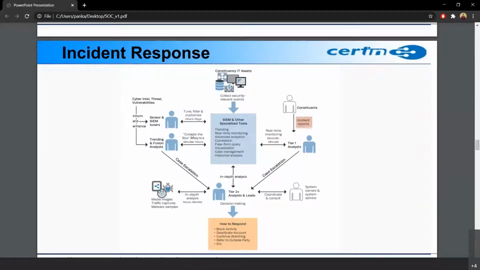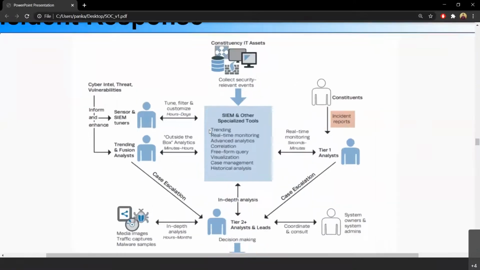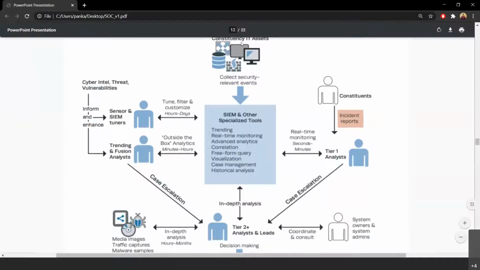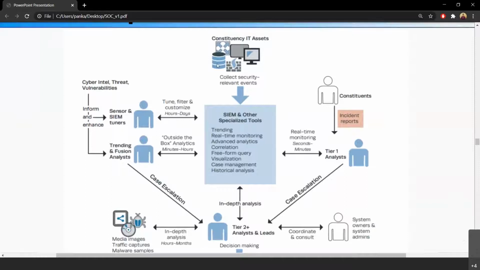Then I'll go through a sample incident response lifecycle. So at the heart is SIEM and other specialized tools, and I'm hoping everyone is able to see these. So we have all the data coming in from these IT assets. These security devices and all the assets are generating logs and events, and they are being pushed into the SIEM.